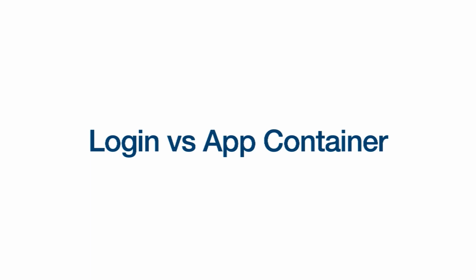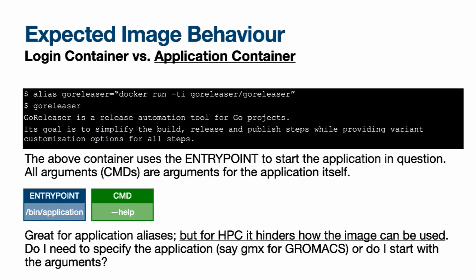Okay, let me first talk about expected image behavior. There are two types of containers in some sense. I call them login versus application container. And the application container is a container that uses the application that it's meant to run as an entry point, so you can use it basically as an alias to the application. So for instance, this GoReleaser image uses the entry point goreleaser, so if you do docker run and the image name, it is as if you would just execute the binary. All the arguments you add behind docker run, the commands, they will be added to the application. So it's kind of an alias.